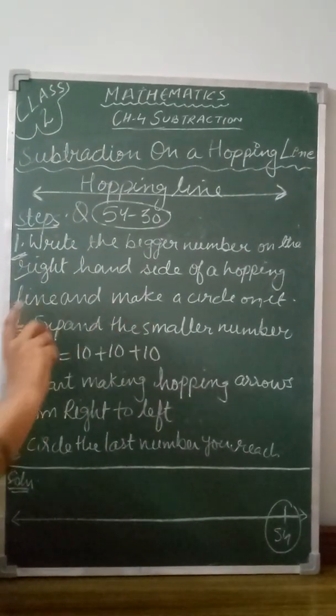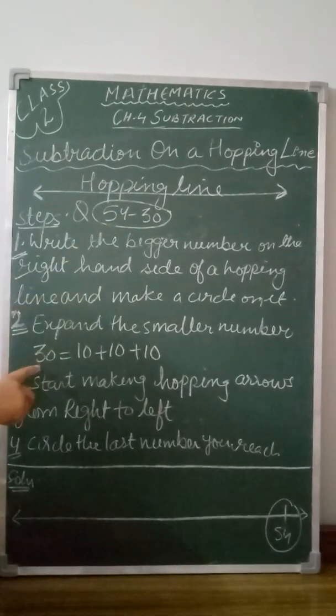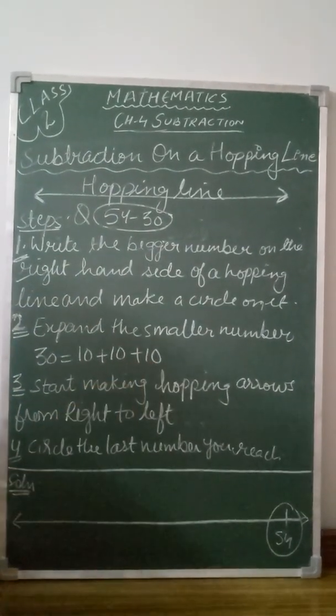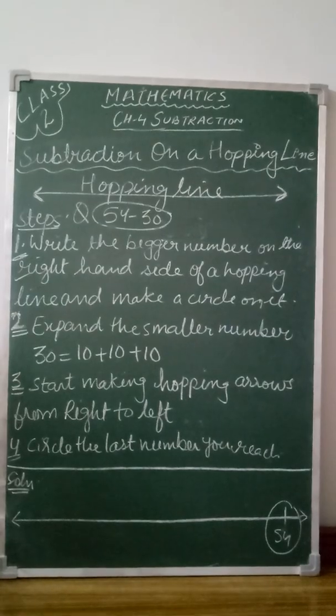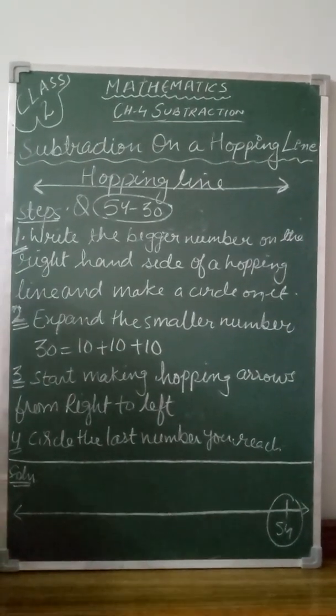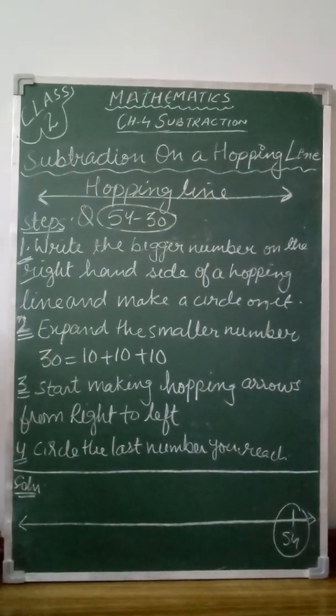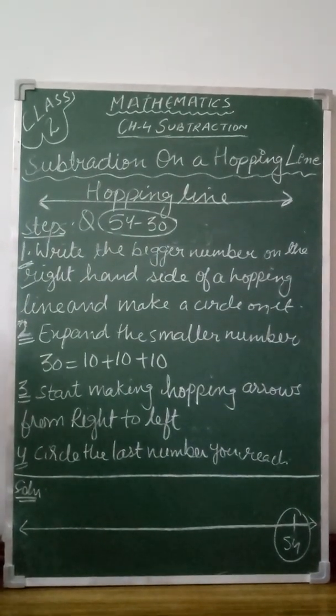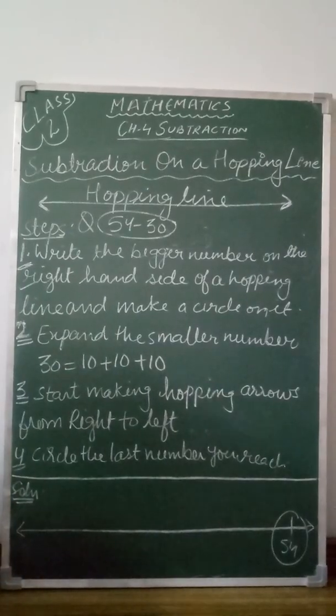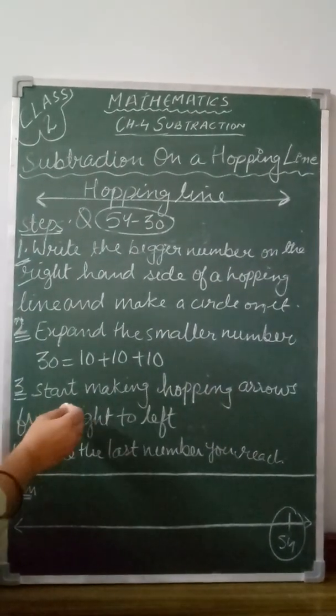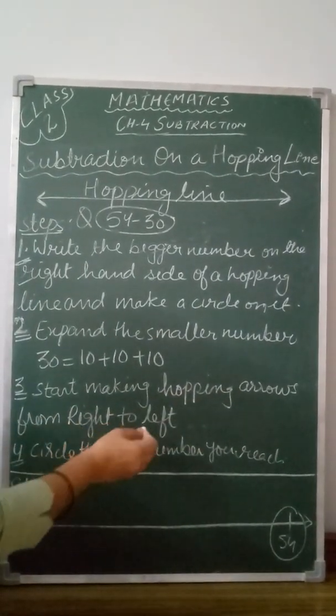Second, expand the smaller number. This is 30. You can expand this number like this: 10 plus 10 plus 10. Or sometimes if 15 is there, you can write 10 plus 1 plus 1 plus 1 plus 1 plus 1. You can also expand in 1 form, in 2 form, or in 5 form, or in 10 form. According to the question, you can make the expansion, you can split the number. Now start making hopping arrows from right to left.